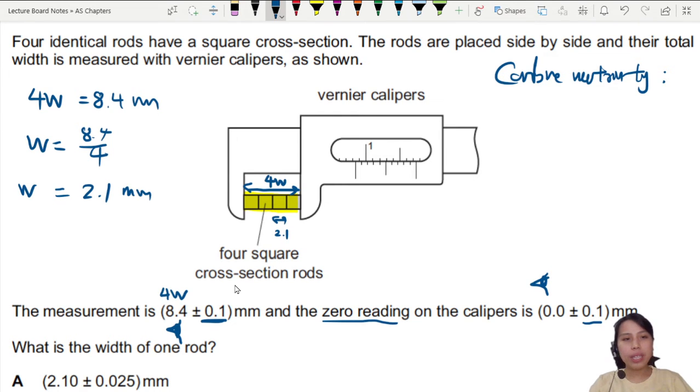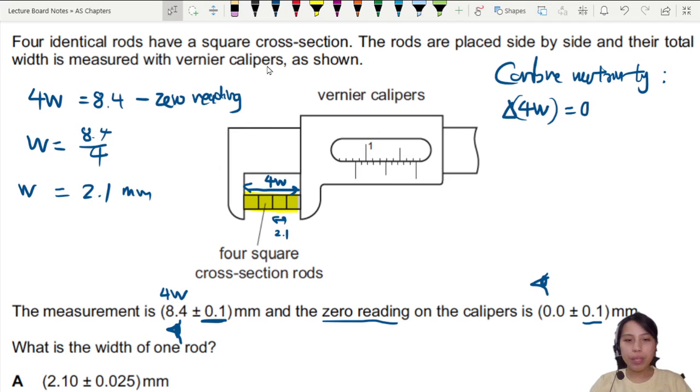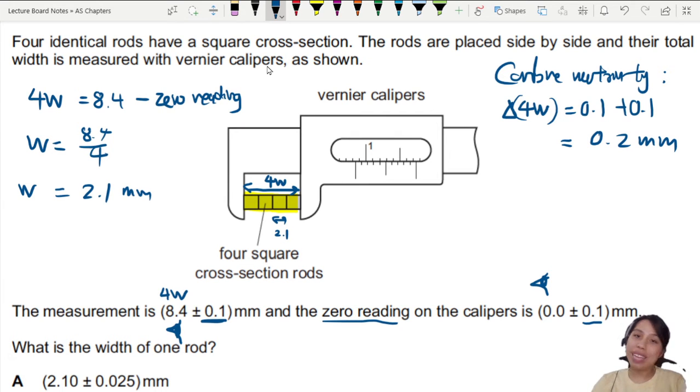Usually, what we do is we take 8.4, right? You see on the left side, 8.4. We usually minus the 0 reading. There's no 0 reading here, so we just minus 0. But this is a case where the uncertainties will add together. So we add uncertainty. So the uncertainty in 4W, which is what we just read, will be 0.1 plus 0.1. And all this is in millimeter. So 0.2 millimeter for the whole reading of 8.4, including 0 error.